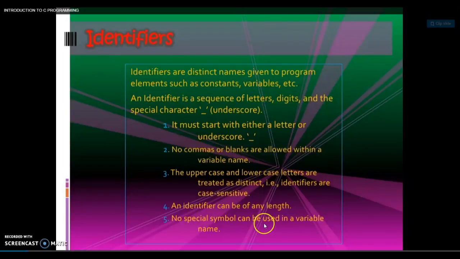No special symbols can be used in a variable name. Only one special character can be used, that is the underscore, and other symbols are not in use.